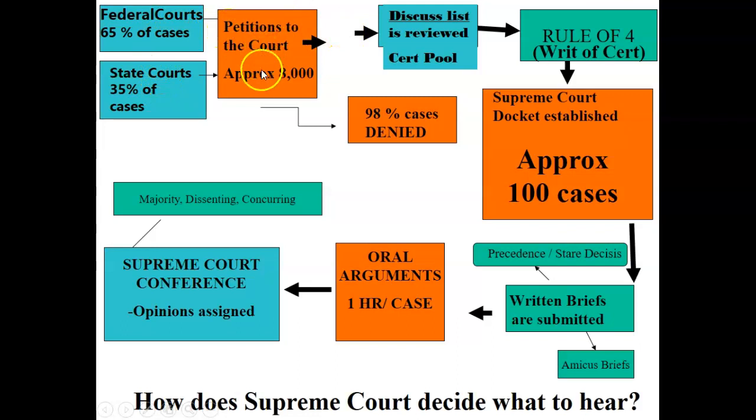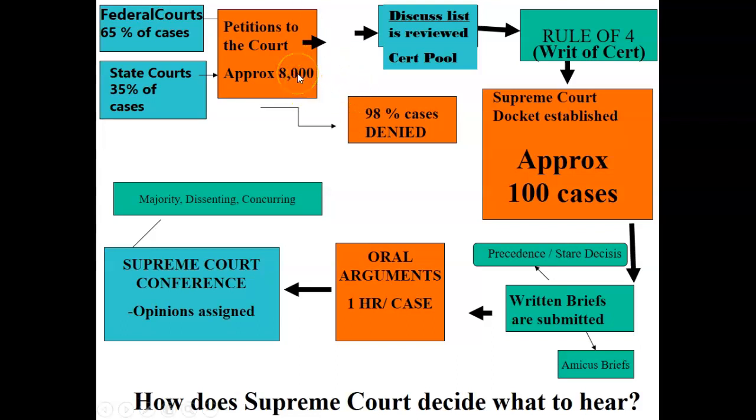Approximately every year, there are about 8,000 requests. Obviously, they don't come all at the same time. They come throughout the course of the calendar year. And just as a quick foreshadow, 98% of cases get denied. I know that the videos talked about this: we're talking about a very select few cases that actually get selected by the Supreme Court.